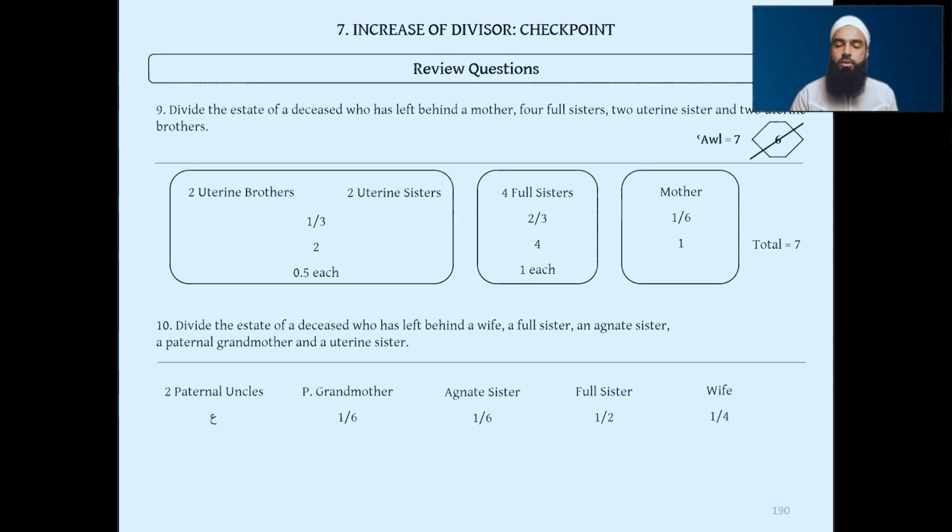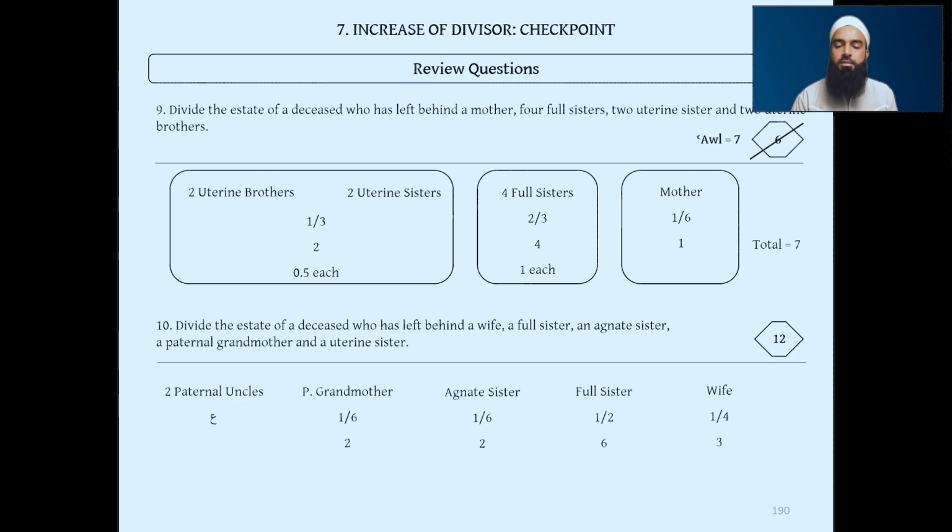So we see there is 1/6, 1/6, but there's also a half and a quarter from group 1. So we use the quarter, the denominator, 4, multiplied by 3, we get a divisor of 12. A quarter of 12 is 3, half of 12 is 6, 1/6 of 12 is 2, and another 1/6 of 12, which is 2. We add that up first to see if there's anything left to give to the paternal uncle.